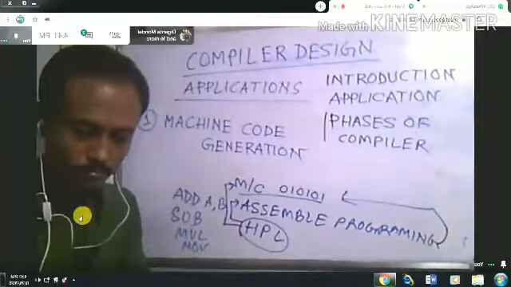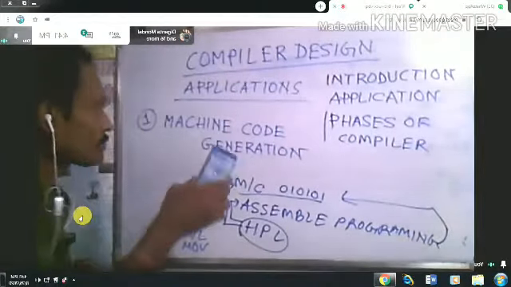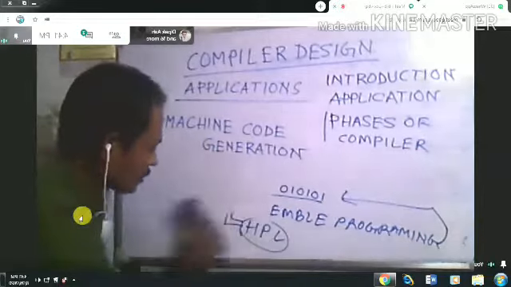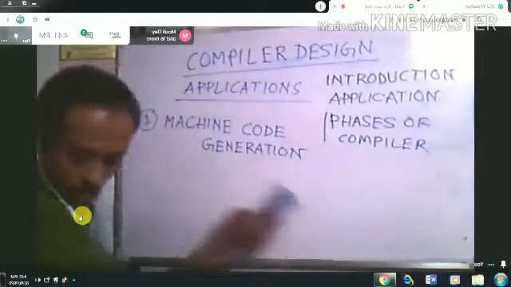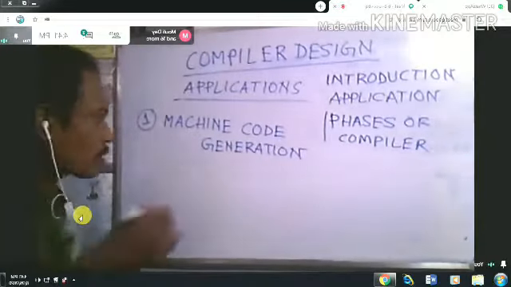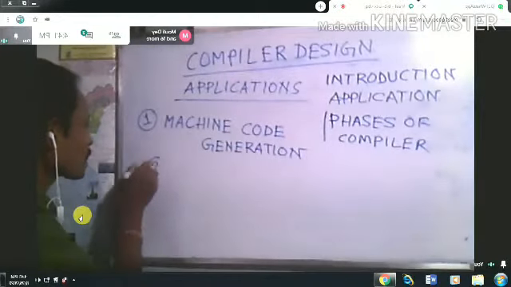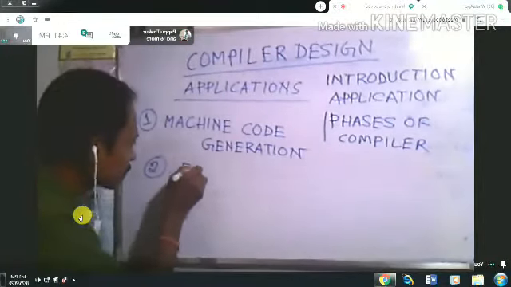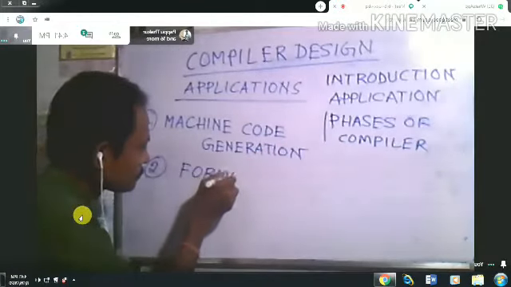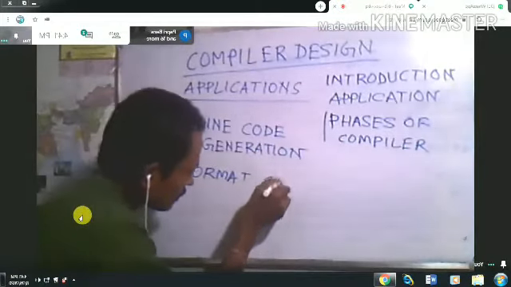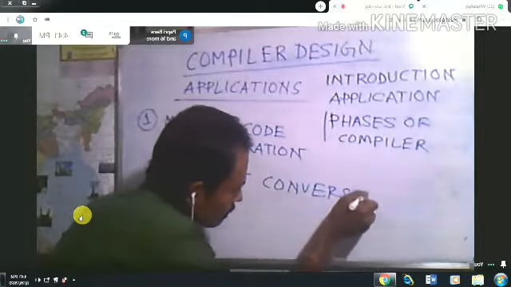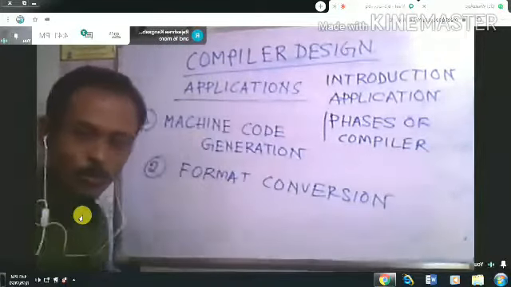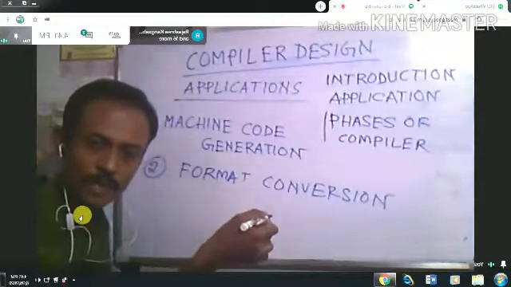Next application. So the next application of the compiler, maybe you may say, is format conversion. So the second application of the compiler is format conversion. Format conversion. So what is format conversion?